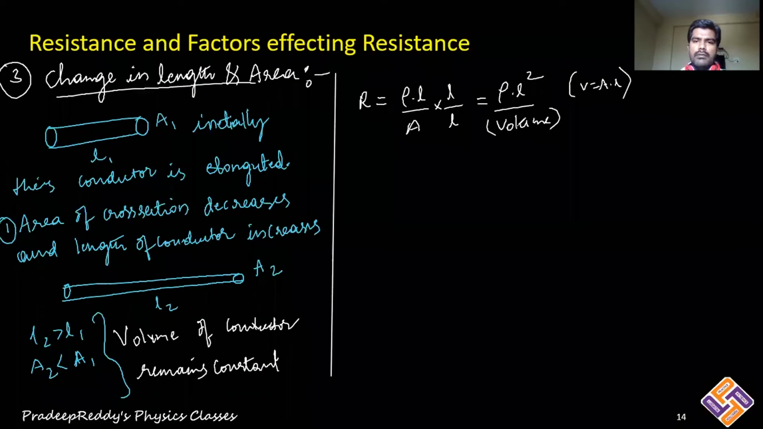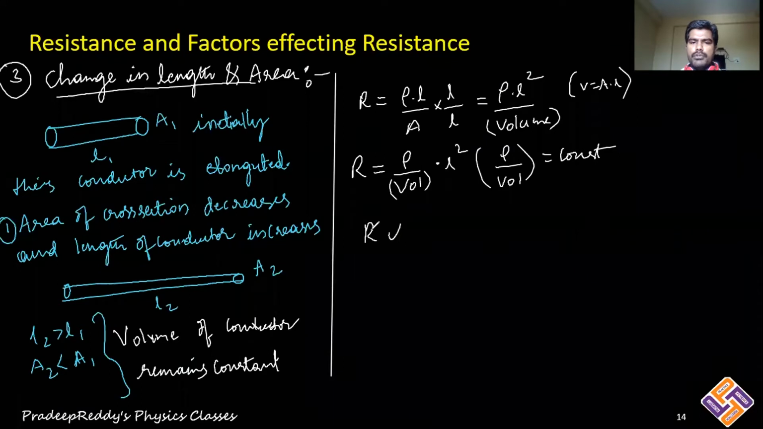Now R is equal to rho divided by volume of the conductor, into L square. Rho by volume is equal to a constant in this case. Check it up. Rho is resistivity, which depends only on the nature of the material, so that is constant for a given conductor. Volume of the conductor in both the cases is the same, in the first length L1 and length L2. So therefore, what is now the proportionality constant? Rho by volume is the proportionality constant. So simply I can write R is directly proportional to L square, right?